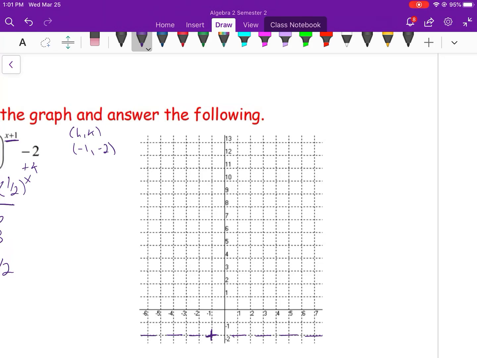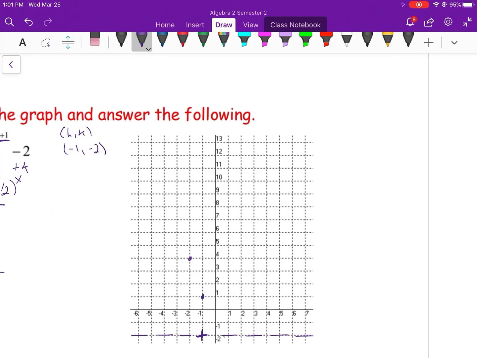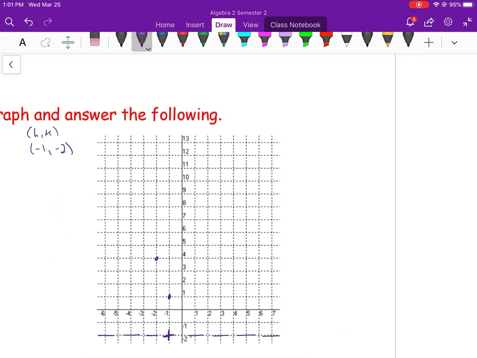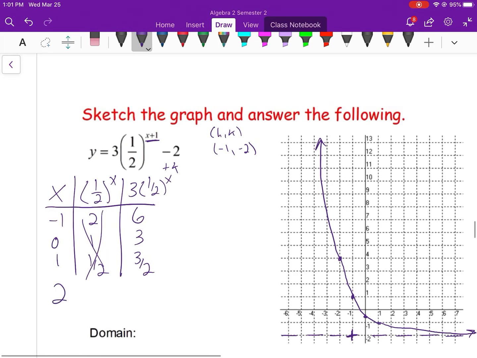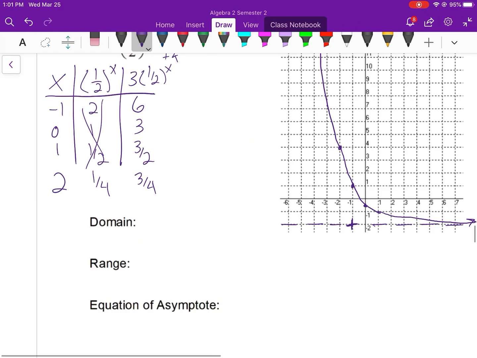Negative 1, 6 is saying left 1, up 6 from our new origin. Okay, just up 3. And then we're going to go right 1, up 3/2, which is about 1.5. Okay, 3 points minimum. You can always do more values if you wanted to. As we approach an asymptote, we should be getting closer and closer also. So again, if you want to do more values, I can do 2. If you do 1/2 squared, that's 1/4. And then 1/4 times 3, that's 3/4. It's just going to get closer and closer to that 0.